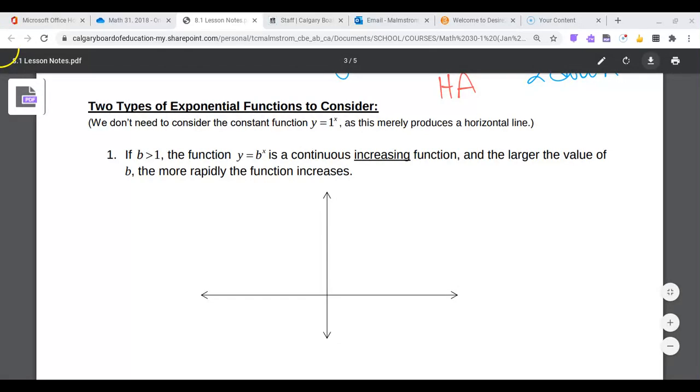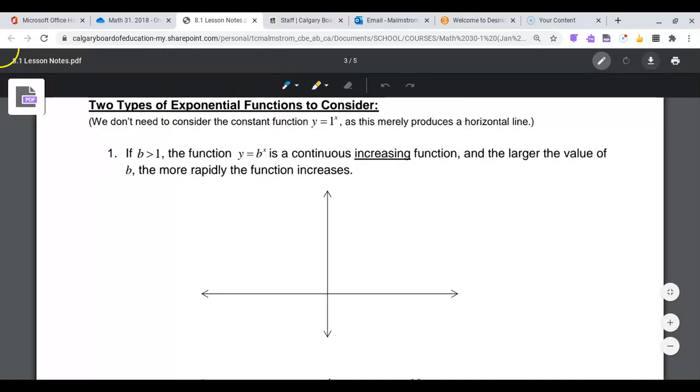So we have two types of exponential functions to consider. When b is greater than 1, the function y equals b to the power of x is a continuous increasing function. So 2 to the power of x, 3 to the power of x, 5 to the power of x. As that number gets bigger, the more rapidly the function increases. Okay, so we have something that looks like this.